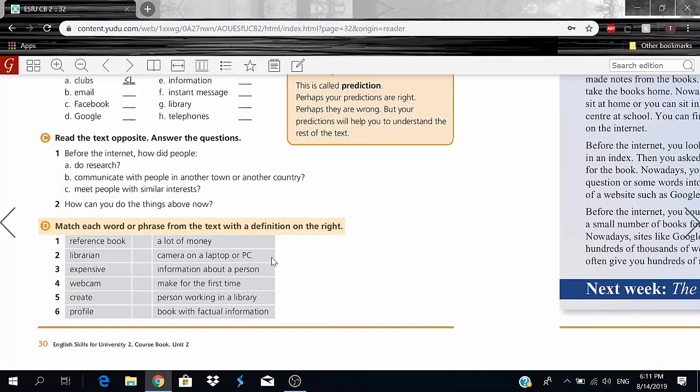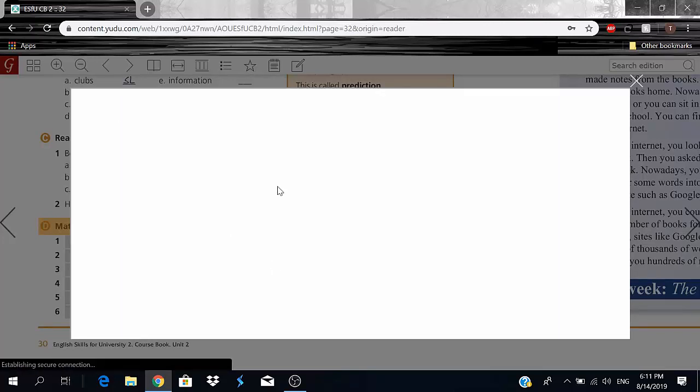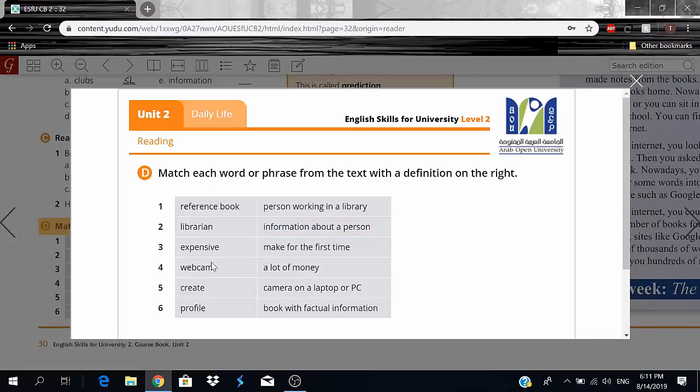Match each word or phrase from the text with a definition on the right. Okay, so he basically wants a definition for each of these words. So 1, we have reference book. Okay, and what does a reference book mean, you guys? It means a book with factual information. Okay? Number 2 is a librarian. And what is a librarian? She is a person in charge or working in a library.